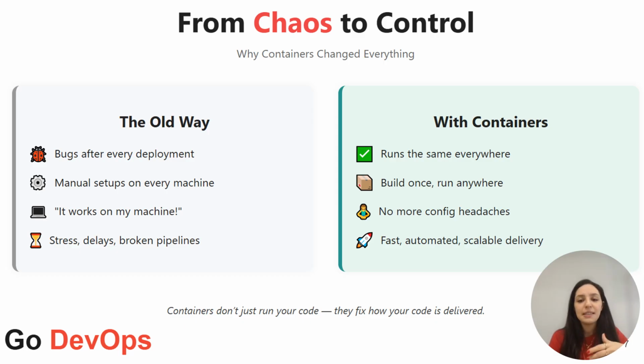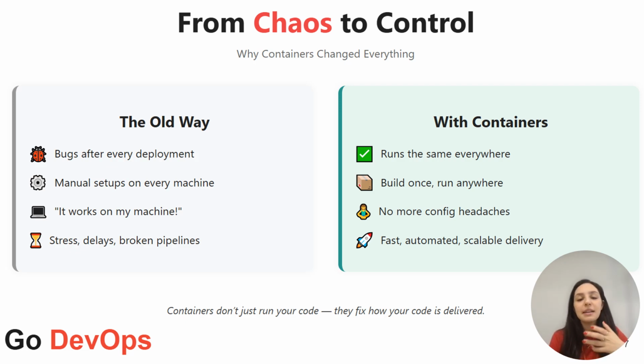Now imagine this instead. You build your app once, package it with everything it needs, and you can run it anywhere from your laptop to the cloud. It behaves exactly the same every time. And that's what containers give us. They remove the guesswork, they eliminate the "it works on my machine" excuse, they make environments repeatable, dependable, and scalable.